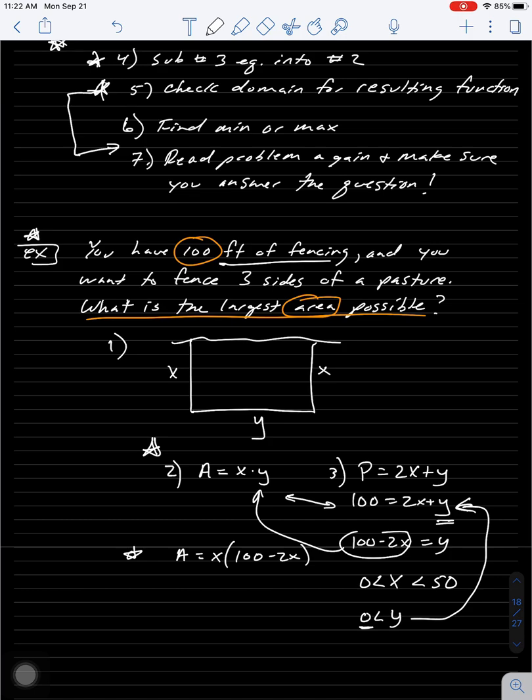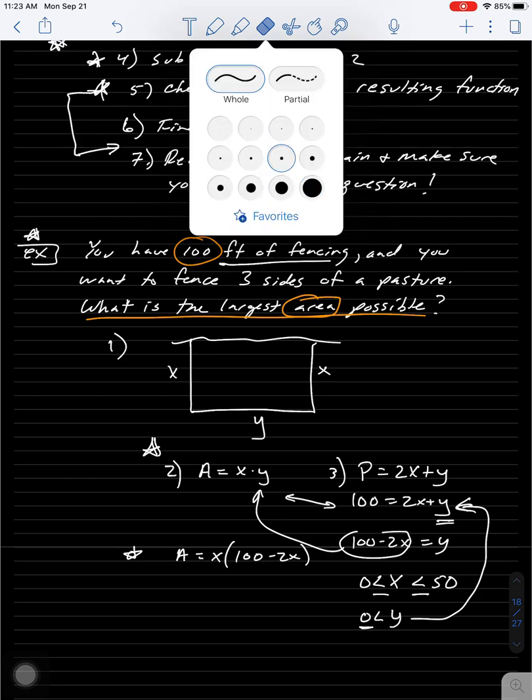Like, you can't have a 0 length. But that gives you your cap. So x is going to be somewhere between 0 and 50. This is important for a couple reasons. Sometimes these restrictions are "or equal to," in which case you need to test your endpoints for extreme values.